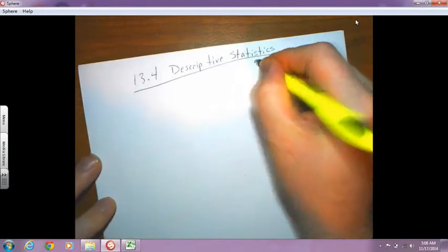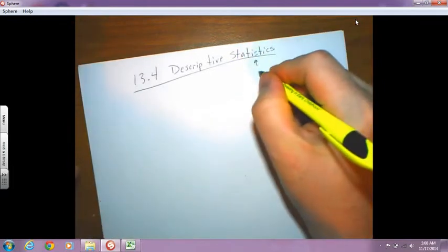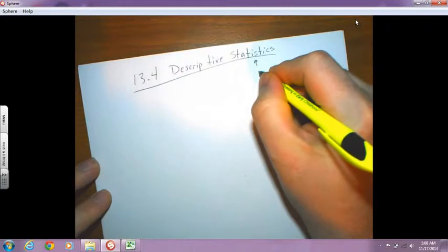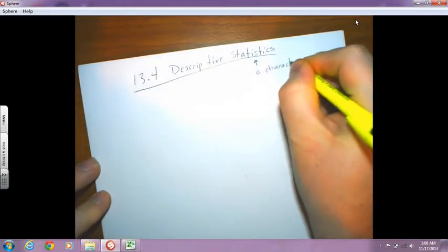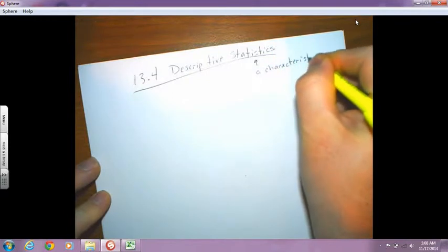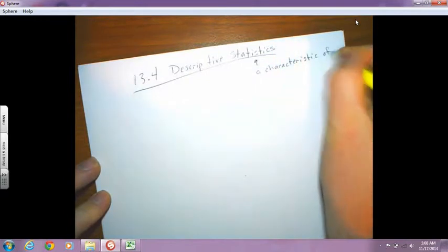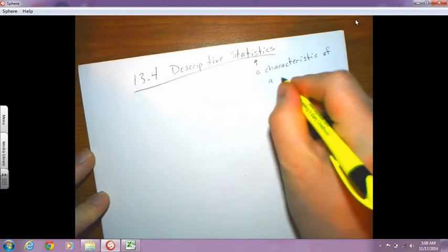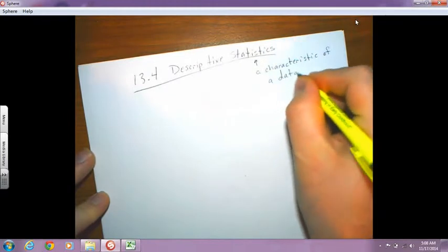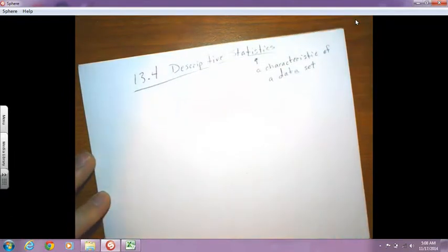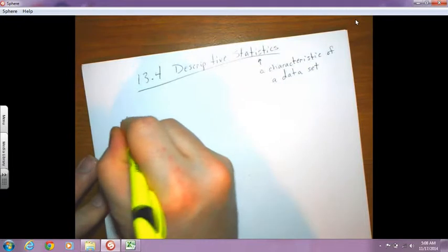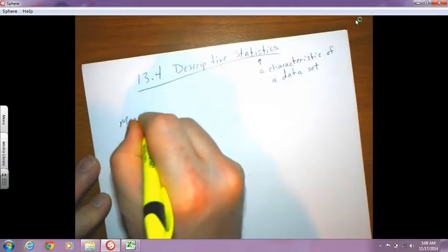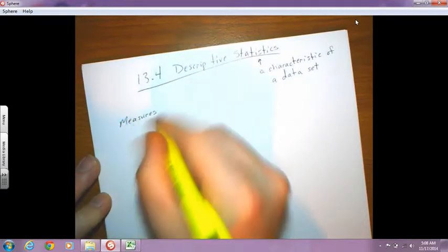So when we're talking about statistics, we're talking about a characteristic of a data set. And the most common statistics that we're going to deal with are measures of center. And these are the ones that you guys have already seen.